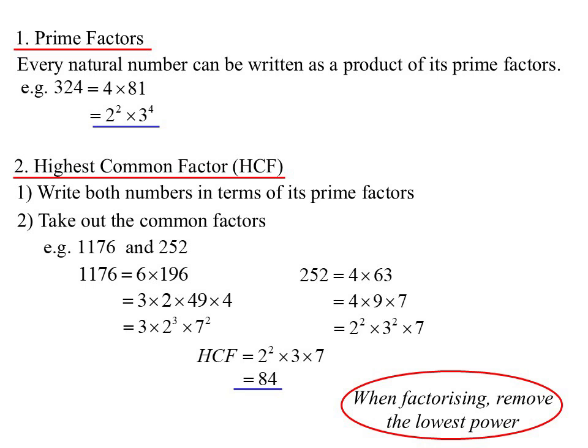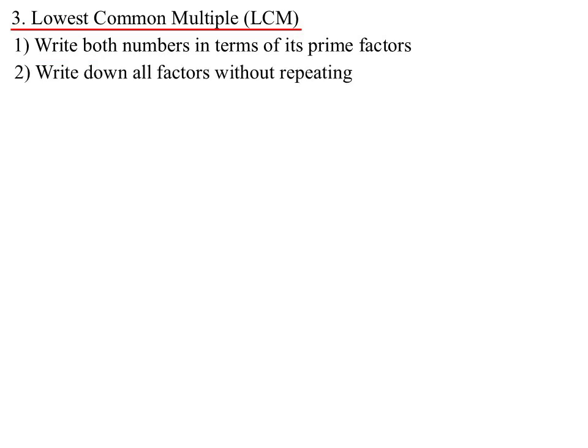So when you factorise, lowest power, same in algebra, same in numbers, you pull out the lowest power. Lowest common multiple, we write both numbers in terms of its prime factors, but this time we write down all the factors without repeating. And in algebra, that's similar to working out that common denominator, because that's what we do there. So 48 and 15, 48 being 2 to the power of 4 times 3, 15 being 3 times 5.